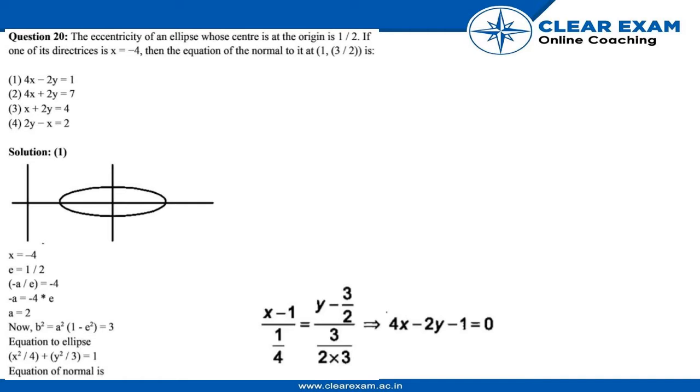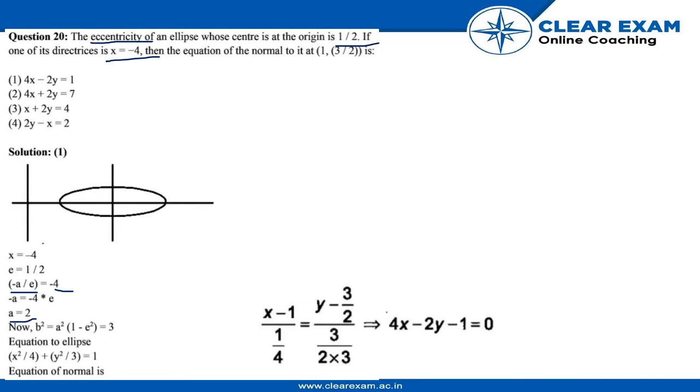So first we'll start with the things which are given to us. E is given to us as 1 by 2, and the directrix is given as x equal to minus 4. We'll simply apply the formula of the directrix, that is minus a by e equal to minus 4. Once we compute this, a is coming out to be 2.